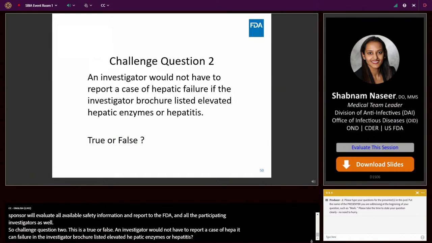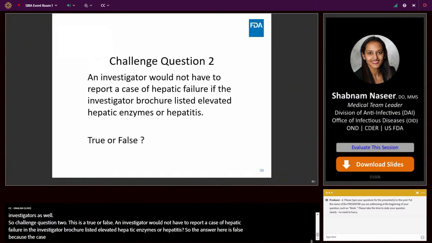So the answer here is false, because the case of hepatic failure is at a much greater severity than what is listed in the investigator brochure. So this is false.